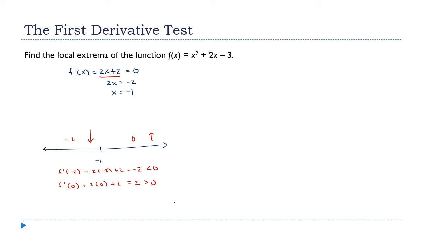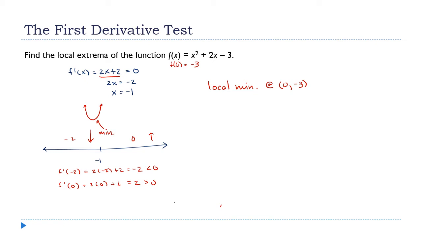This negative 1, that's going to be the vertex. All right, so what's happening? It's decreasing and then increasing. This point must be a minimum, right? So this function has a local minimum at negative 1, comma 0, and if you go back to the original function, f of negative 1 is negative 3. That's where my minimum is.